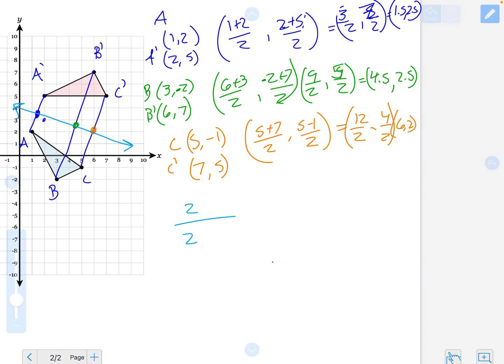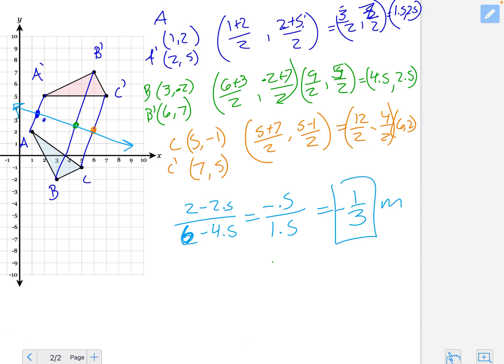So 2.5 over 6 minus 4.5. Oh, my goodness. It's a bad writing day, guys. I'm sorry. So 6 minus 4.5. So this is a negative 0.5 over a 1.5. Yes. And so if I can simplify this, it simplifies into a negative 1/3 because 0.5 can go into 1.5 3 times. And so this is my slope.